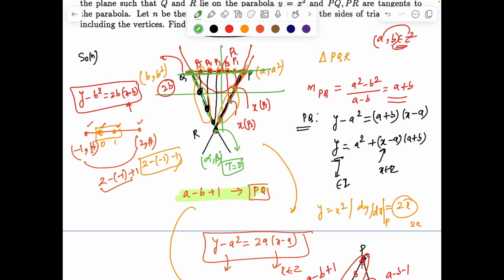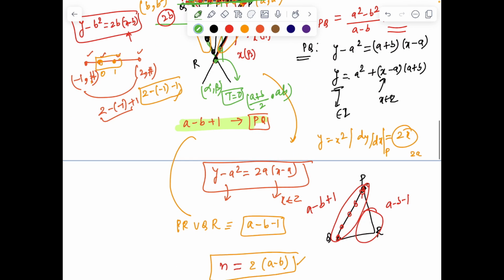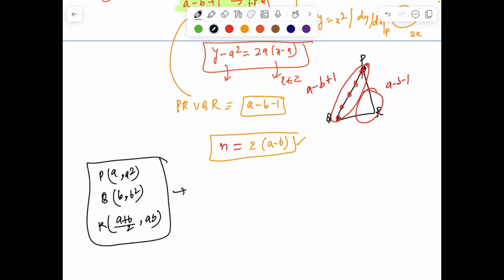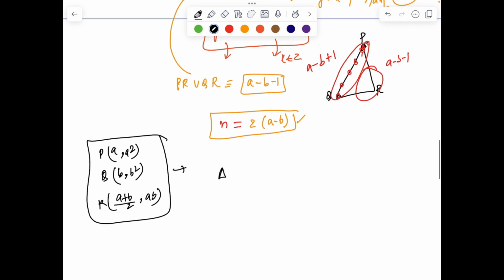By comparing, you will get the x coordinate will be the arithmetic mean of a and b, which is (a plus b) by 2, comma the y coordinate will be the geometric mean, which is ab. So now we have 3 points: a comma a square, b comma b square, and (a plus b) by 2 comma ab, right? So we have point P, point Q, point R. With these three, using the determinant formula, we can find the area of the triangle as half times the determinant with rows 1, a, a square; 1, b, b square; and 1, c, c square.